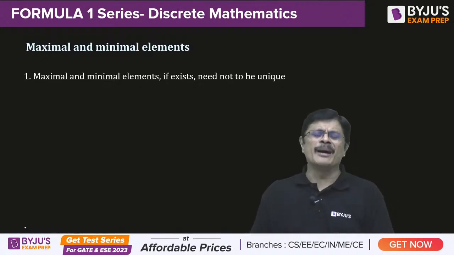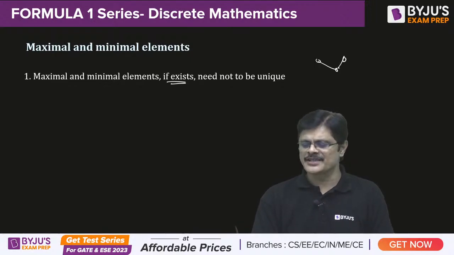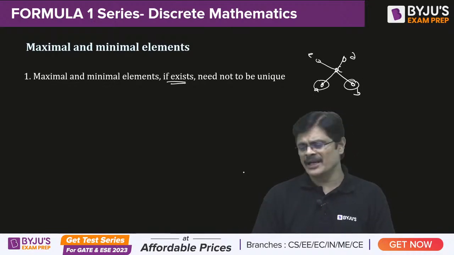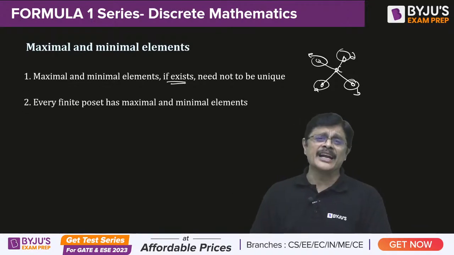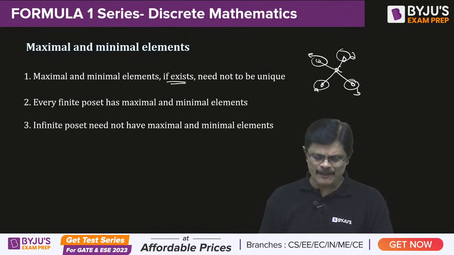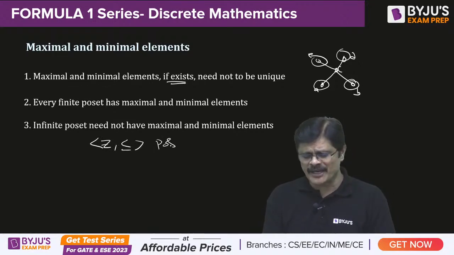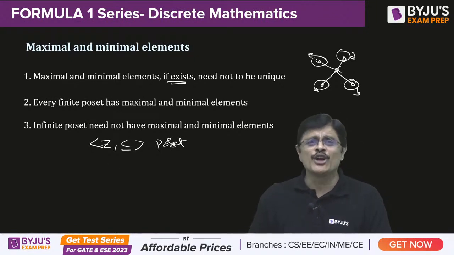And in general, the maximal and minimal elements, if they exist, need not be unique, my dear friends. See, here you see this A, B, C, D, E: here A, B are minimal, D, E are maximal. There can be many maximal, many minimal, my dear friends. And a finite poset definitely has maximal and minimal elements. But an infinite poset, for example the set of integers with respect to less than or equal to, is a poset, my dear friends. And here there is no maximal, no minimal. So infinite posets need not have maximal and minimal elements, but finite posets 100% will have maximal and minimal elements.